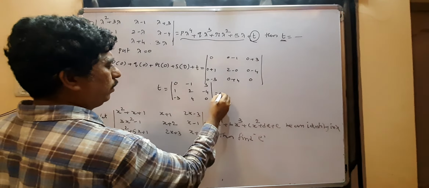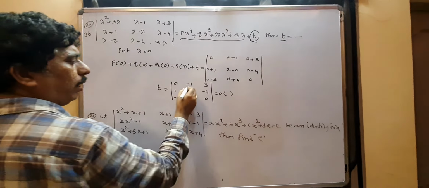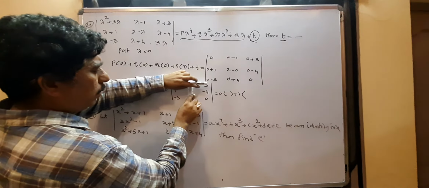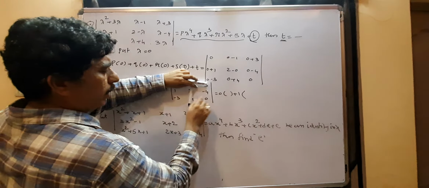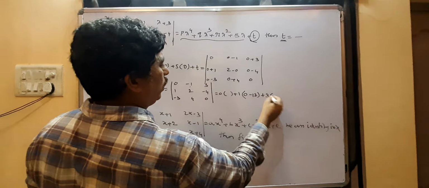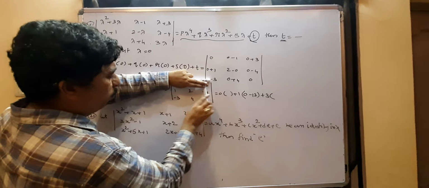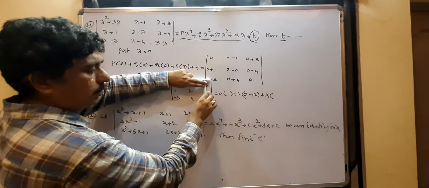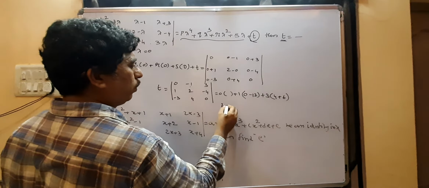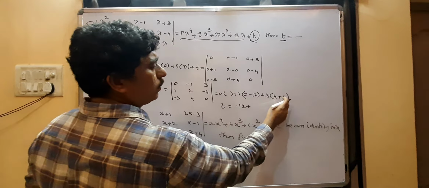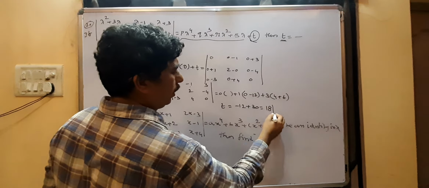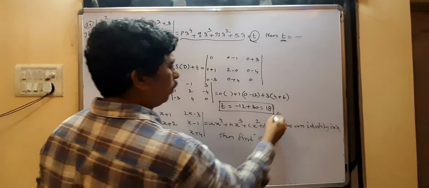Determinant you have to find: with 0 in the first position, take the middle element with the opposite sign, plus 1 into the closed column, 1 into (0 minus 12), plus 3 into the closed column, 4 into (1 plus 6). So obviously t equal to minus 12, 6 plus 4 is 10, 10 times 3 is 30. 30 minus 12 is how much? 18. 18 is the answer. Copy it.